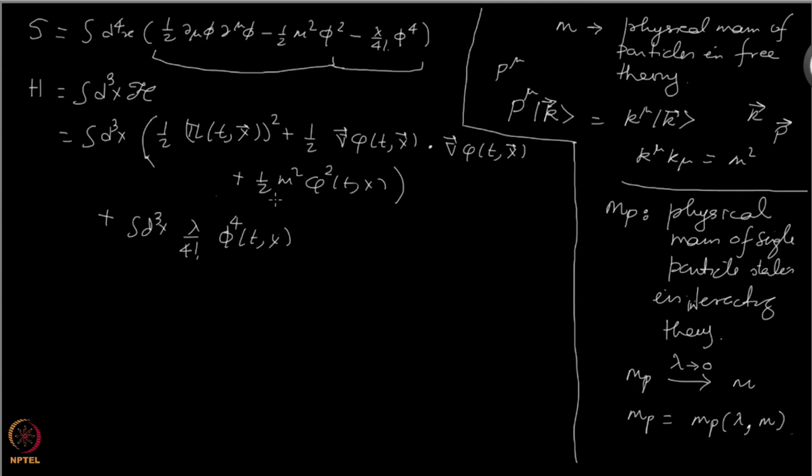So that is the Hamiltonian you will get, and note that the first part is what you would get if your theory was free, and the second part is coming because you have interaction. So this part is H free, and this part is H interaction. The Hamiltonian I am writing as H free plus H interaction.